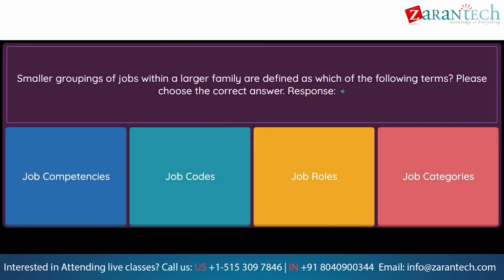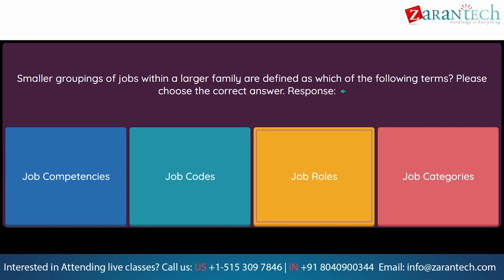Question: smaller groupings of jobs within a larger family are defined as which of the following terms? Please choose the correct answer. Response: Option 1 job competencies. Option 2 job codes. Option 3 job roles. Option 4 job categories.